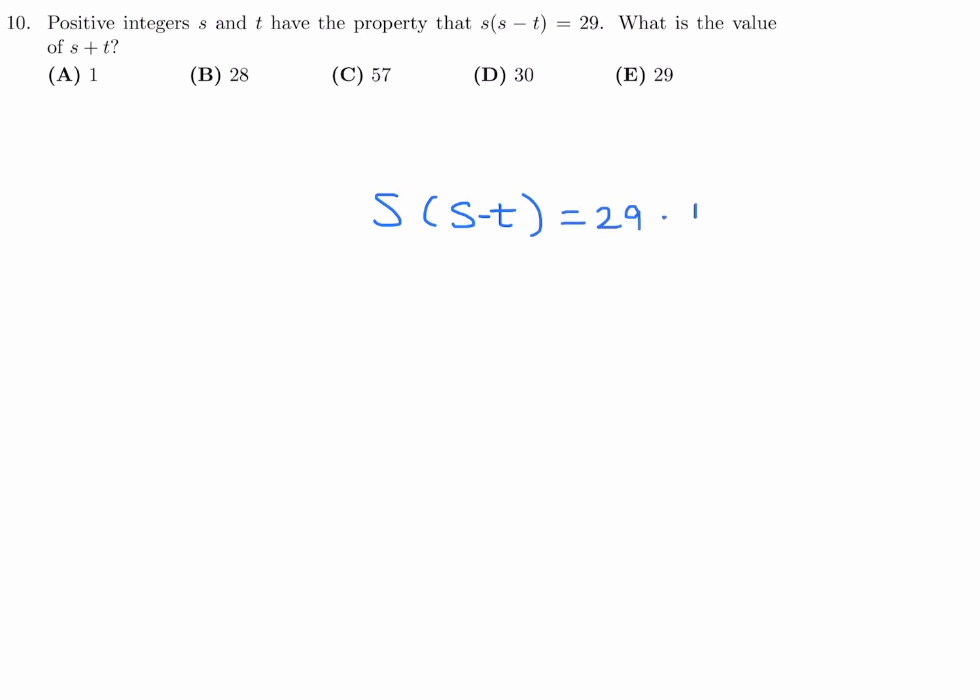It's 29 times 1, right? Because we have two numbers here. So how do we get two numbers? Well, just stick on a 1, and that should suffice. So that means this is the 29, and this is the 1.